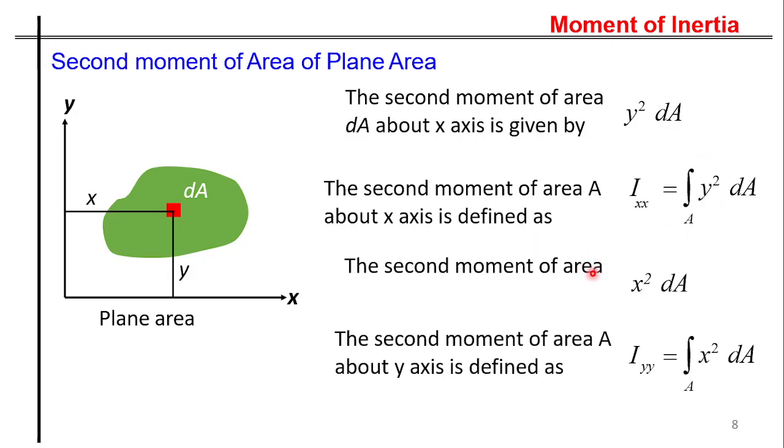And then the second moment of area with respect to the y axis, where the perpendicular distance is x, so that is Iyy equals integral over the area x square into dA. Good. I am pausing in between. I am expecting that you are making note.